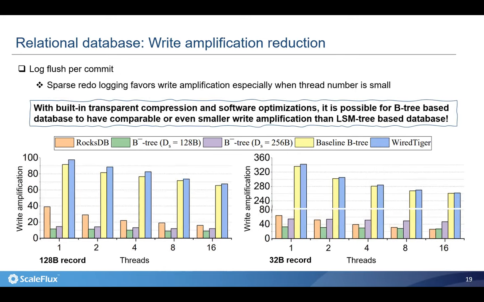We also evaluate the write amplification under the log flush per commit policy. Although the write amplification is a little bit larger than in the previous two figures, the trend is the same. So the message we want to deliver here is that with built-in transparent compression and software optimizations, it is possible for a B-tree based database to have comparable or even better write amplification than an LSM-tree based database.